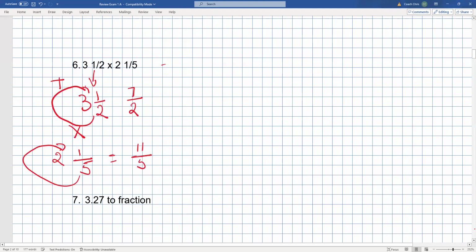So now you have 7/2 multiplied by 11/5. Once you do that, you're going to have 7 times 11, which is 77, and 2 times 5, which is 10. This right here is an improper fraction, so you cannot leave it like this. You have to convert that to a mixed number. So you ask yourself, how many times does 10 go into 77?